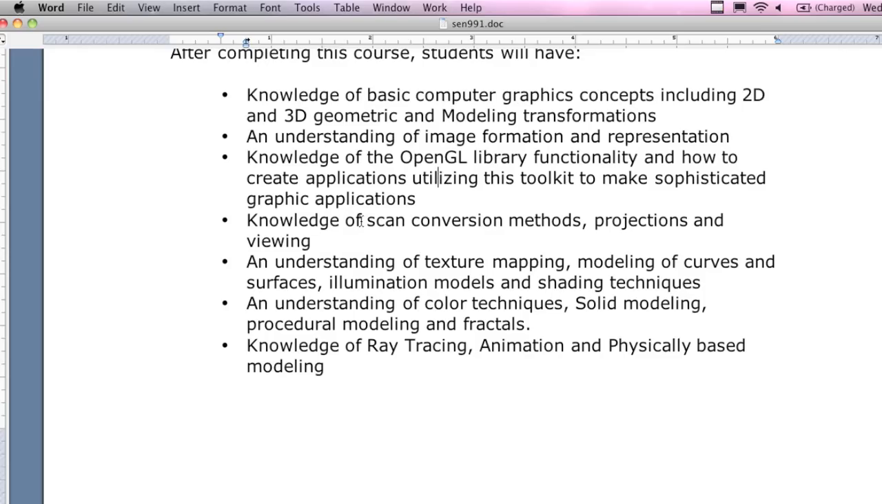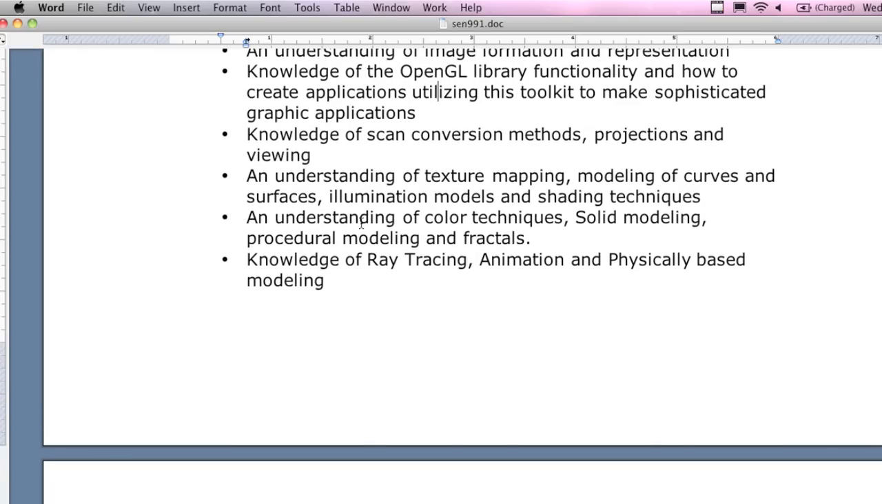Okay, so knowledge of the scan conversion methods, projections and viewing, understanding texture mapping, modeling of curves. The curves are actually kind of funny. Surfaces are funny. The different surfaces, textures. And a lot of stuff you guys have seen before. You know when something looks shiny, or ultra shiny, or slightly shiny, or matte. But how to achieve this in computers, and when to put something on, something like that.